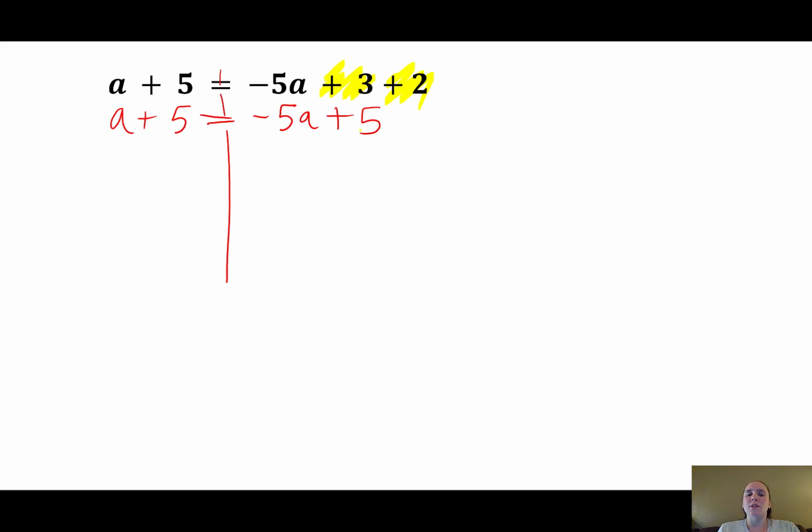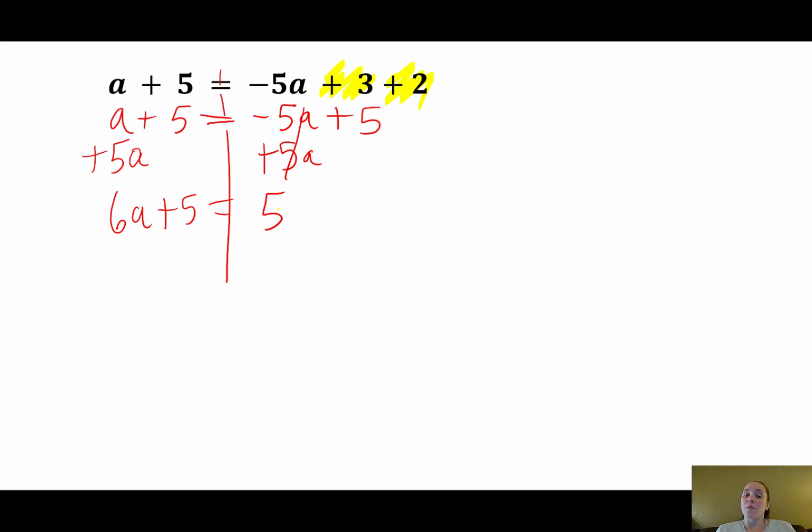Which variable is smaller, a or negative 5a? In this case, negative 5a. So I'm going to add 5a, because opposites, or undoing. Negative 5a cancels out, and 1a plus 5a gives me 6a. I still have the plus 5 equal to 5.